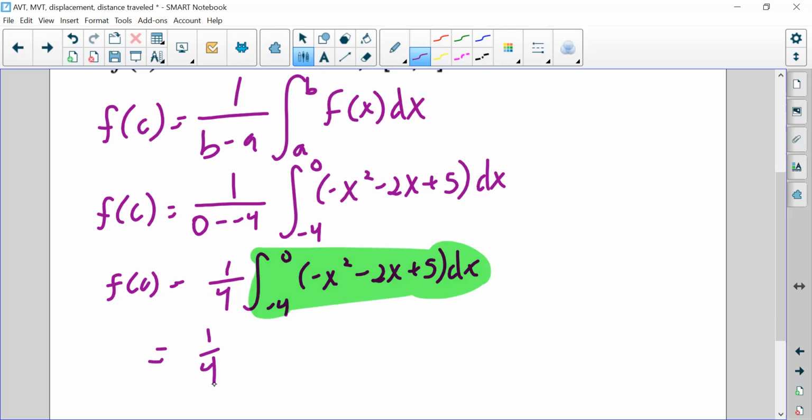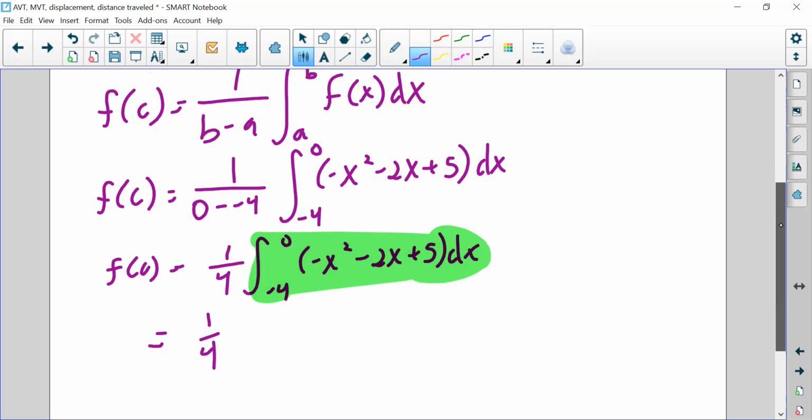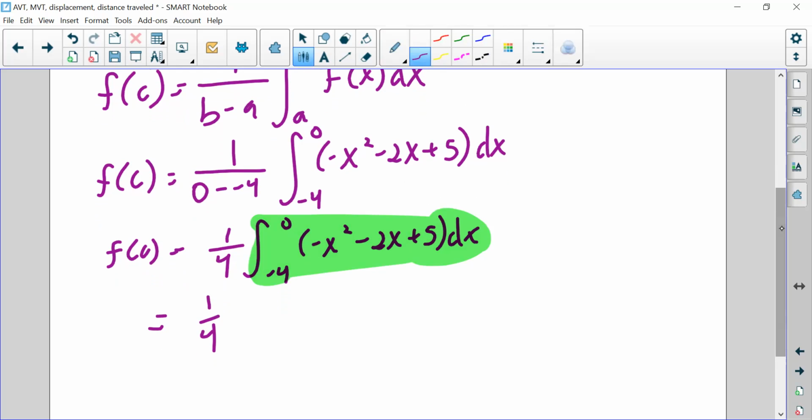Now that you've proved that you can do the fundamental theorem of calculus part 1, where you take the antiderivative of the top minus the antiderivative of the bottom, I'm just going to let you save some work. Speaking of the antiderivative, the one extra piece of work I need to see is the antiderivative. So I need to see that on your paper. What is the antiderivative of negative x squared minus 2x plus 5?